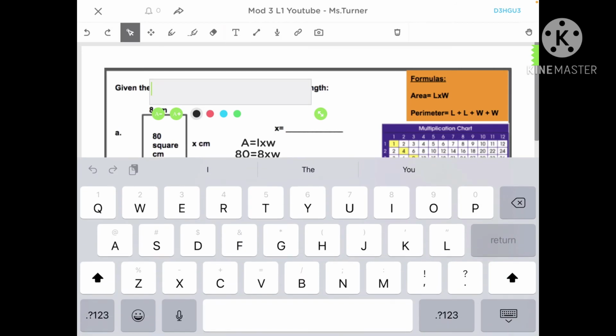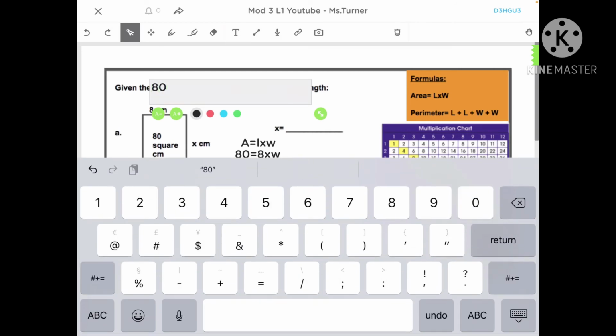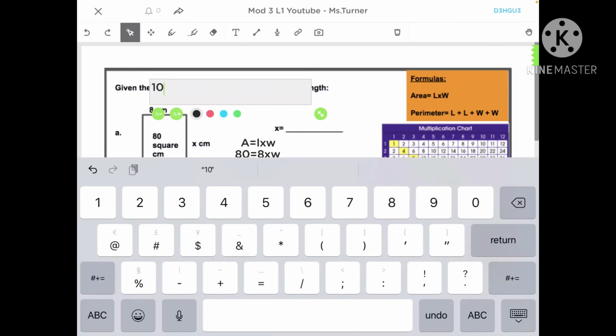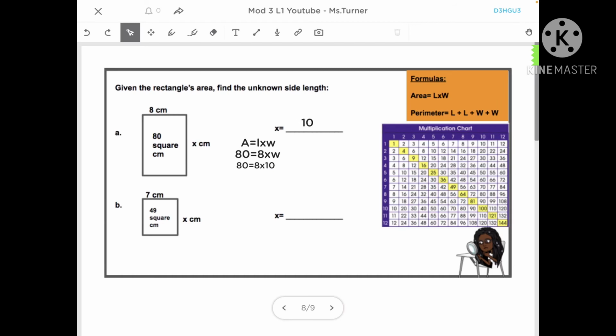Yeah, absolutely. 8 times 10 equals 80. So that means, you guys, that unknown side length is 10. Good job, you guys.